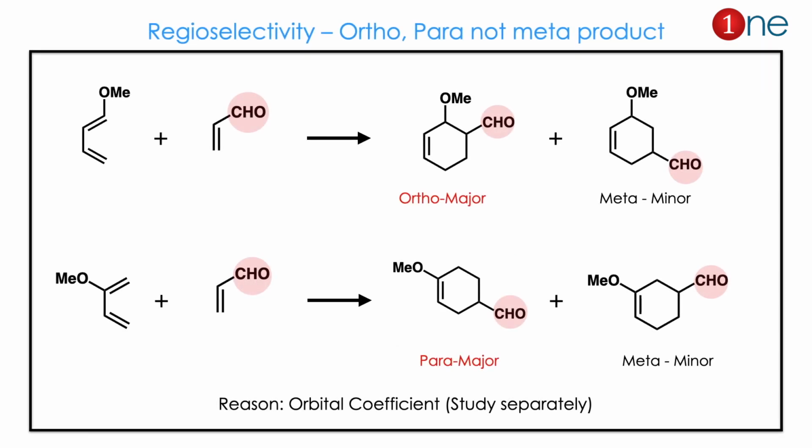Then the important fact, regioselectivity. Always ortho and para are favored rather than meta. Here just see the diene and dienophile. There are two possibilities. You just see the aldehyde and methoxy group. The ortho product is major, meta is minor.